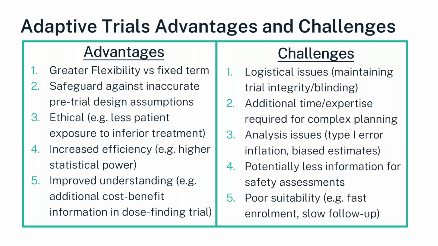It's useful for safeguarding against inaccurate pre-trial design assumptions. So I think, for example, sample size re-estimation, we're obviously making assumptions about the variance, about the effect size. Being able to increase the sample size if those happen to be wrong is something that makes a lot of sense.